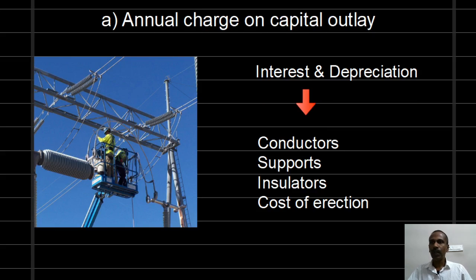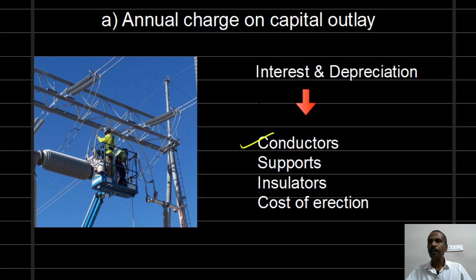The annual charge on the capital outlay is due to the interest and the depreciation of the cost of the conductors, then the cost of supporting structures, then the cost of insulators, then the cost of erection, which includes the wages of the people working with the system. A part of this annual charge is fixed and a part depends on the area of cross section of the conductor.